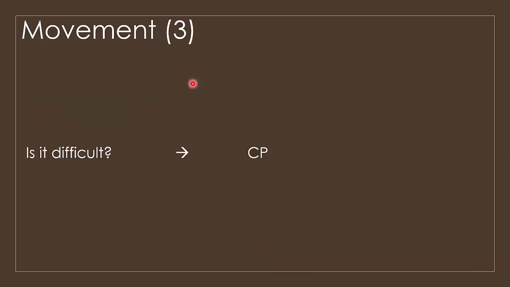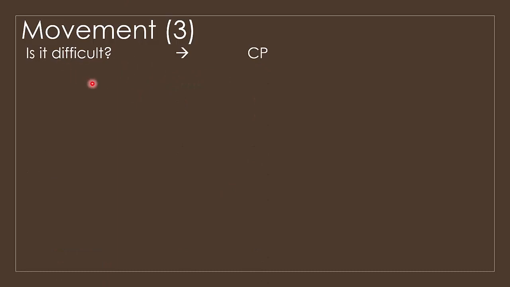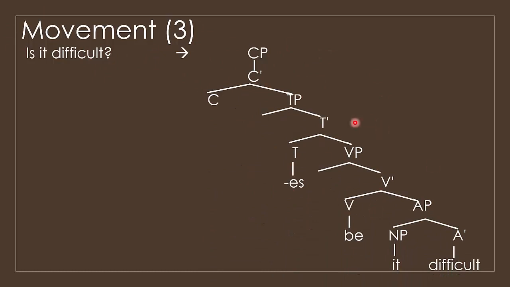We have movement. Is it difficult? This sentence is a question, and this is the structure of the sentence. We have C over here, it takes TP, and the specifier is empty. This is always empty, but this is the position of the subject. We have "is" over here. This is the tense indicator.